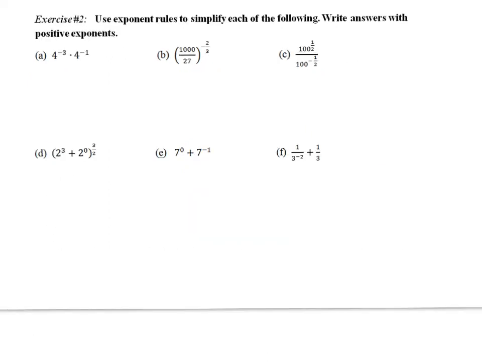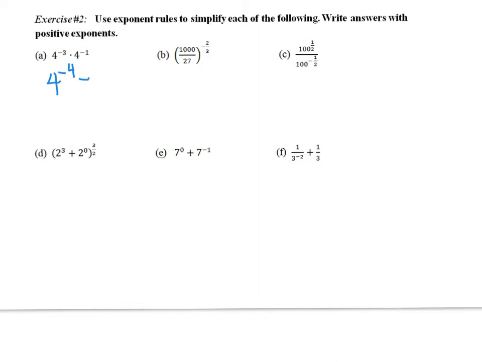In exercise number 2, we again want to use our exponent rules to simplify and make sure that we write all of our answers with positive exponents. So 4 to the negative 3rd times 4 to the negative 1. I'm multiplying and the bases stay the same, so I keep that 4. I don't multiply 4 times 4 together. I keep the base of 4. I add the exponents together, so it becomes 4 to the negative 4th power.